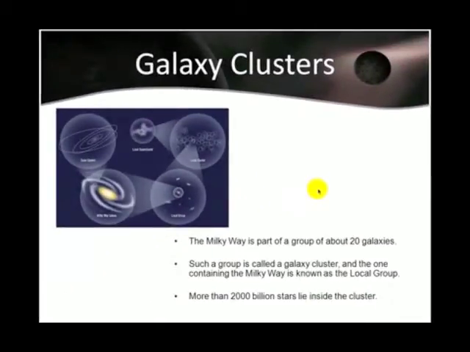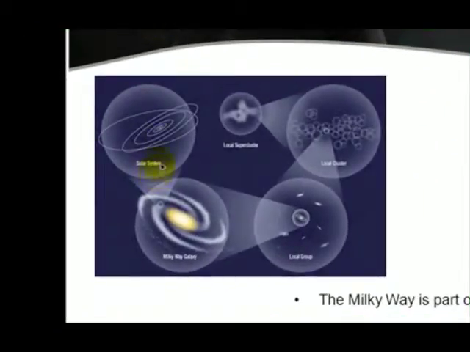Galaxy clusters. The Milky Way is a part of a group of about 20 galaxies. Such a group is called a galaxy cluster, and the one containing the Milky Way is known as the local group. More than 2,000 billion stars lie inside this cluster. We live on Earth, which is in the solar system, which resides in the Milky Way. The Milky Way resides in the local group, which resides in the local cluster, which resides in the local supercluster. The local superclusters and all superclusters reside in the universe, which is the largest amount of space or area.